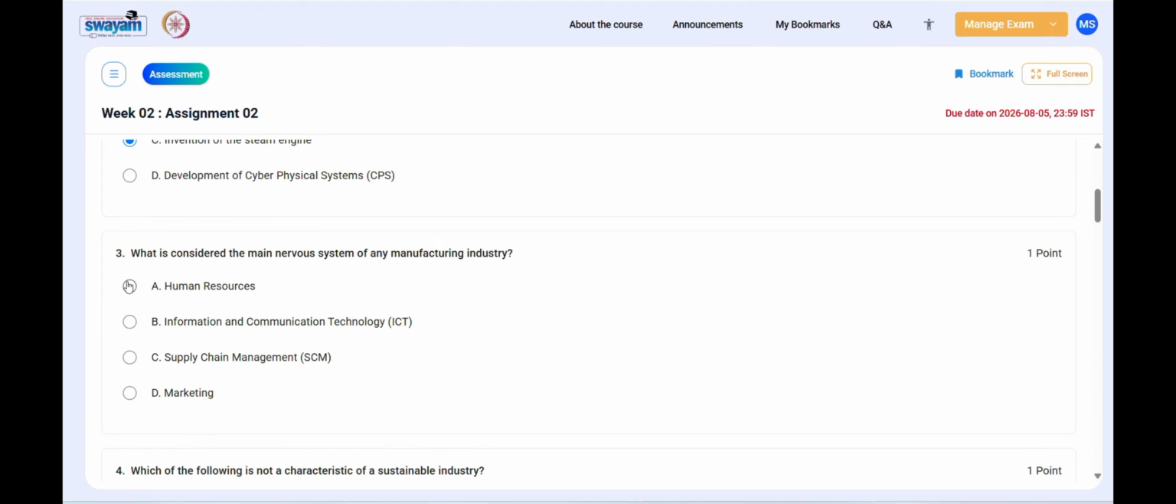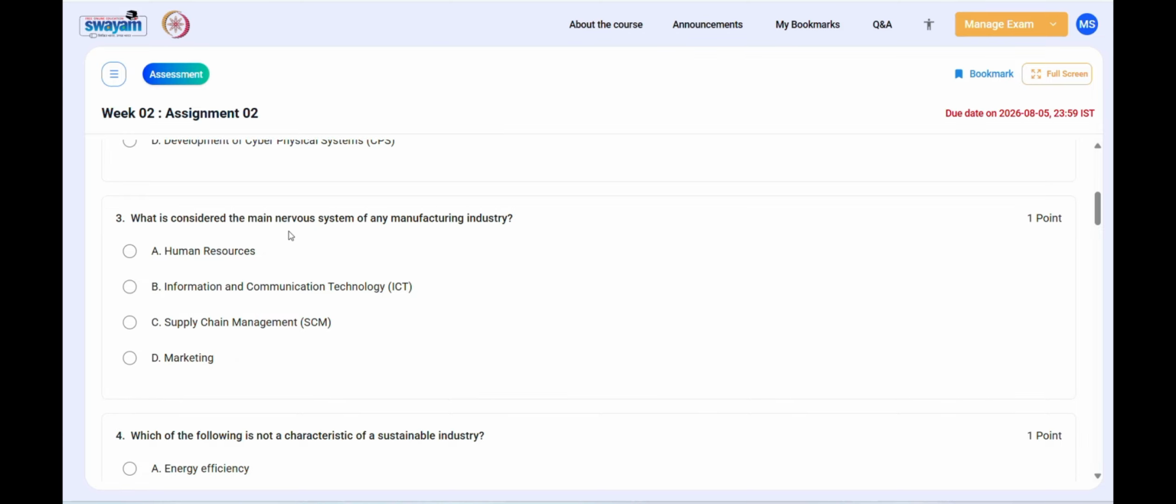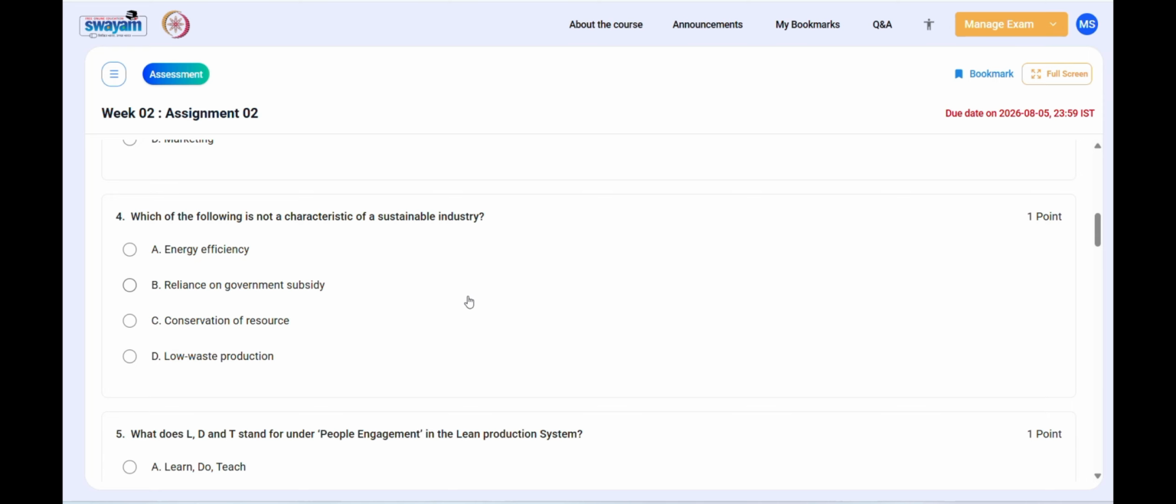Then question third: what is considered the main nervous system of any manufacturing industry? Information and communication technology, ICT, is correct. Then comes the question fourth: which of the following is not a characteristic of a sustainable industry? So, reliance on government subsidy.